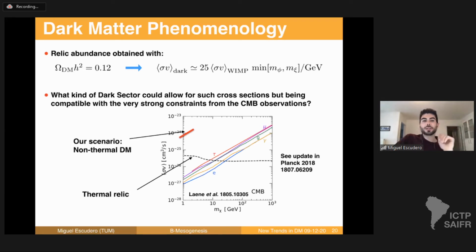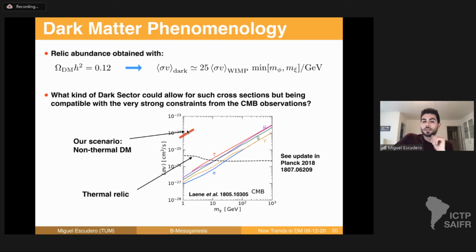So a pertinent question that one can ask is, what kind of dark sector allows you to have such large cross-sections, but at the same time is compatible with the very strong constraints coming from CMB observations on S-wave annihilating relics? To highlight the point, here I'm showing the constraints on the annihilation cross-section as a function of the dark matter mass. Everything above these lines is excluded by Planck, and we live there. So what kind of dark sector allows us to actually live there?